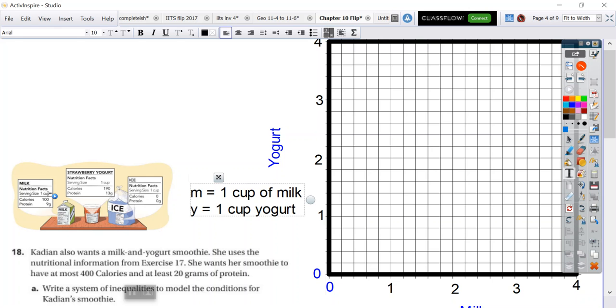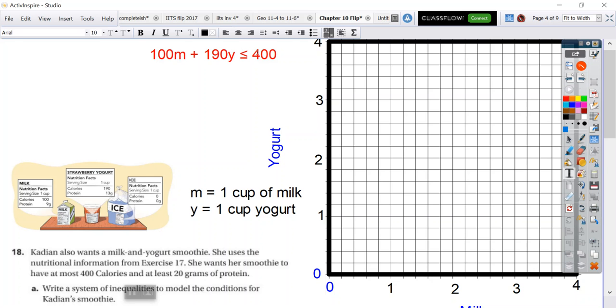All right, and so if I have 100 calories for 1 cup of milk, that means if I have 2 cups, I'll have 200 calories and 300 for 3 cups and so on and so forth. So I'm multiplying 100 times the number of cups. Same idea for the yogurt. If I have 1 cup, I have 190 calories. 2 cups would be 380 and so on and so forth. So we have 100 times cups of milk plus 190 times the number of cups of yogurt, and that needs to be less than or equal to 400.